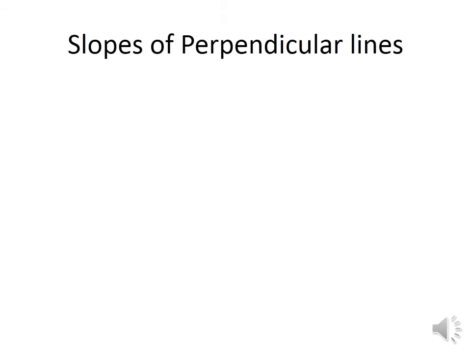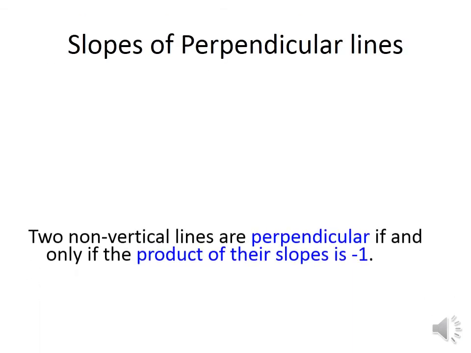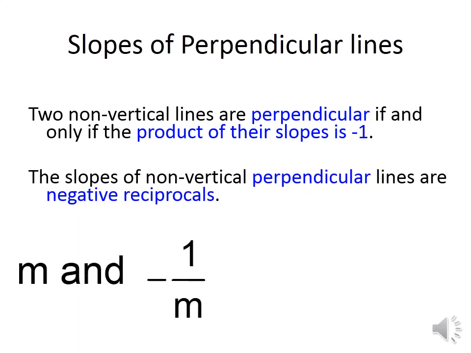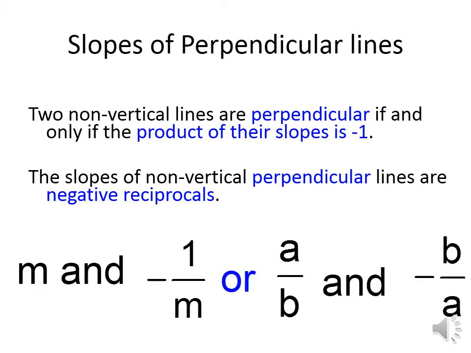Two non-vertical lines are perpendicular if and only if the product of their slopes equals negative 1. That means m1 times m2 equals negative 1, or m1 equals negative 1 over m2, or the first slope will be a over b, and the second one will be negative b over a. What is the meaning of a non-vertical line? That means the line is not parallel to the x-axis or the y-axis.